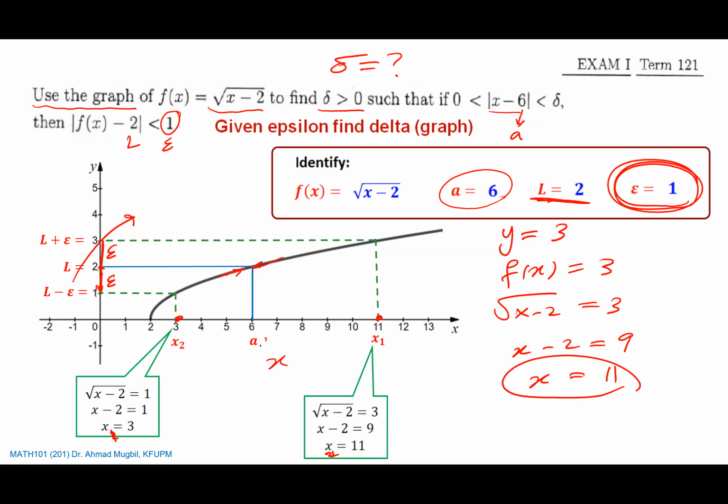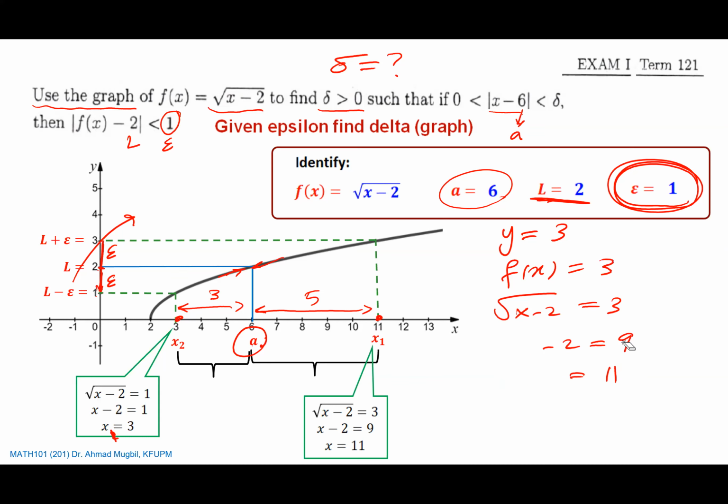Now your a must be between x1 and x2. What is the distance from A to this point? 11 minus 6 is 5. From here to here, it is 3. Which one will we choose to be delta? The shortest, the smaller one.